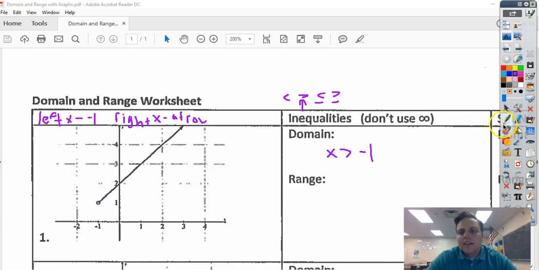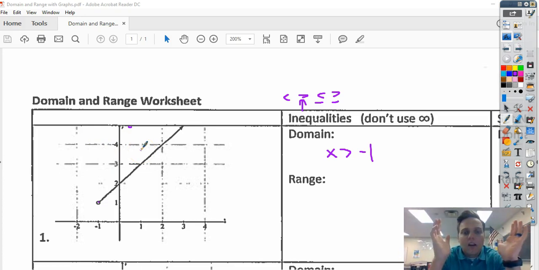Alright, so now let's talk about our range. Our range is a very similar idea, but instead of dealing with x values, we're going to deal with y values. So instead of going left to right, because that's how domain is read, range is read bottom to top. So you want to look for your lowest y value, your smallest y value, and then you want to look for your highest y value.